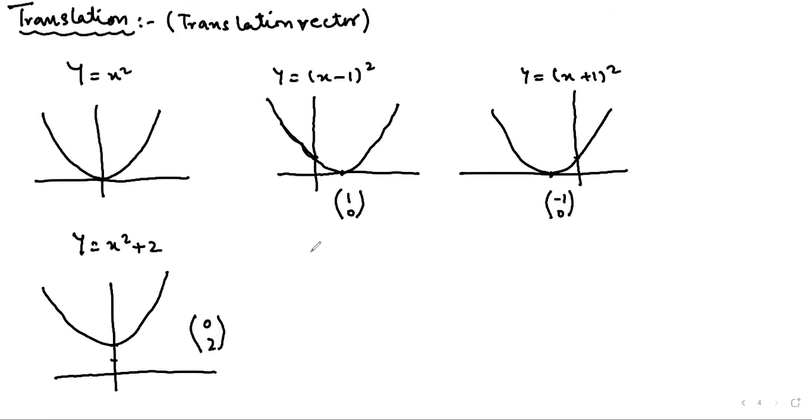Now we want to draw the curve y is equal to x minus 2 whole square plus 1. Now compare this curve with the original one, y is equal to x square. What about the change in x? The curve will move 2 units towards left or right. The change of x is always reverse. So, 2 units towards right.